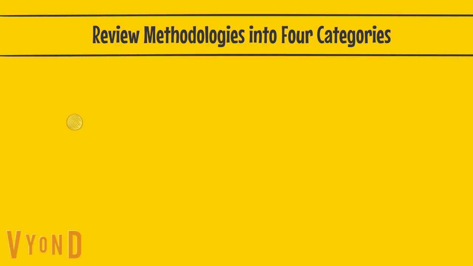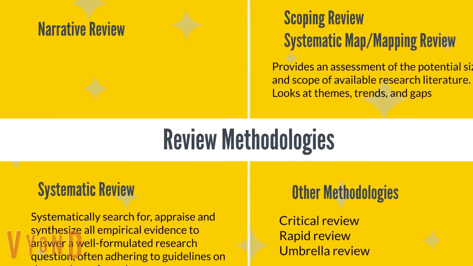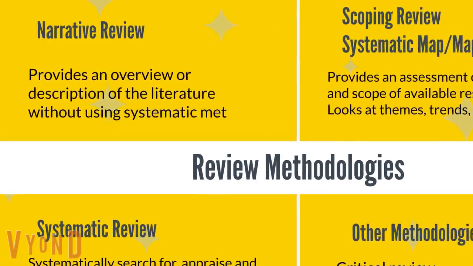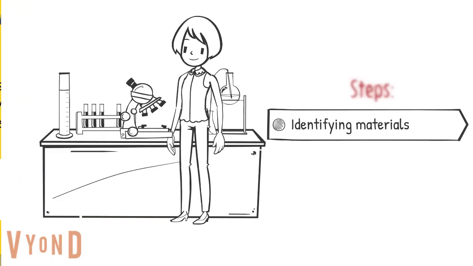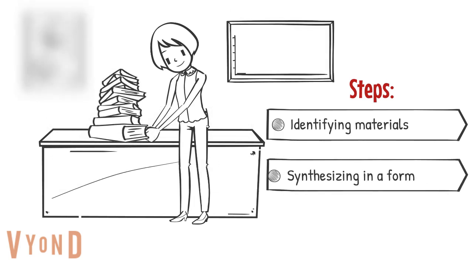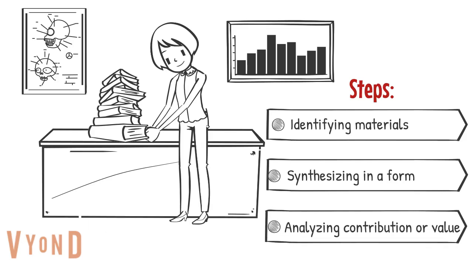In general, we can classify these review methodologies into 4 categories: narrative review, scoping review/systematic map/mapping review, systematic review, and other methodologies. A narrative review, also called literature review, provides an overview or description of the literature without using systematic methods. It involves some steps including identifying materials for potential inclusion, synthesizing them in textual, tabular, or graphical form, and analyzing their contribution or value.